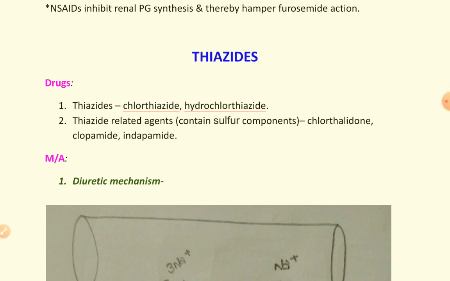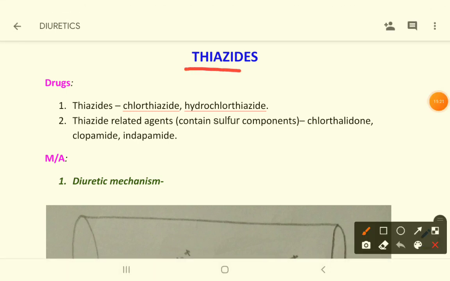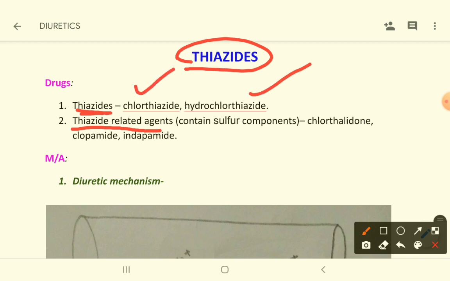Now let's come to thiazides. Thiazides are very, very important drugs in relation to the antihypertensive group of drugs. Thiazide diuretics are of two types. One is thiazides, and another is thiazide-like diuretics or thiazide-related agents. Thiazides like chlorothiazide, hydrochlorothiazide, and thiazide-like agents like chlorthalidone, clopamide, indapamide.